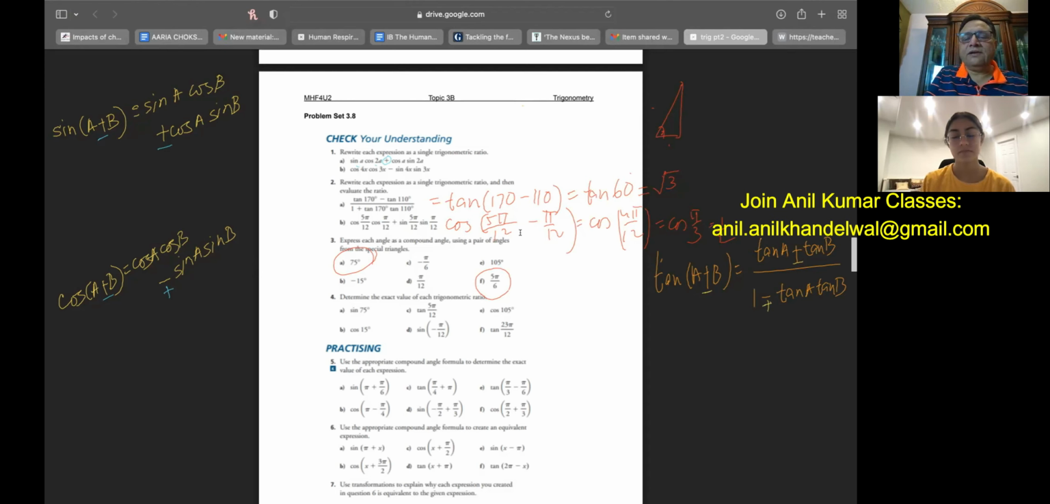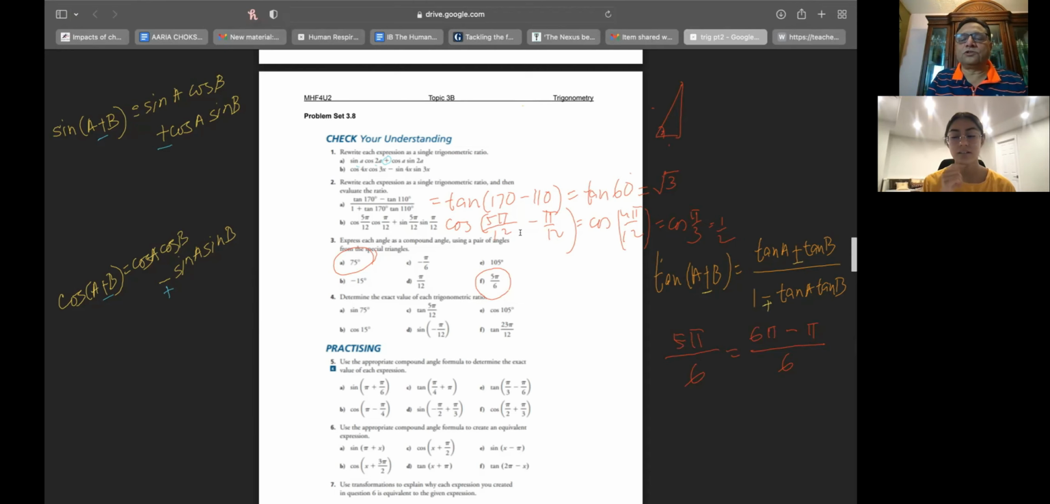Right. So when they write 5 pi by 6, how will you do 5 pi by 6? I think it's pi minus pi by 6. You can do 6 pi over 6 minus pi by 6, right? So 6 pi over 6 minus pi by 6. That means pi minus this, right? You could do that and get the answer, correct? So you could do all those combinations.